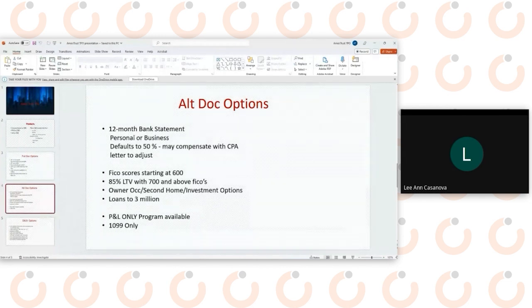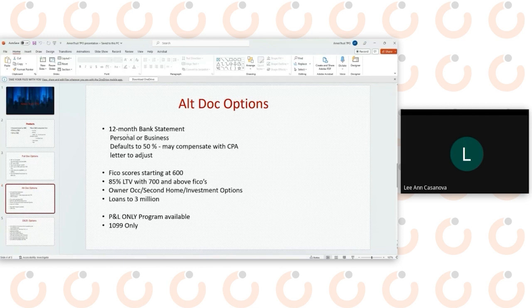Now, we do have a true P&L only program here at AmeriTrust. We have several P&L programs, as I'll demonstrate in a minute. But under our Ruby program, we have a true P&L only program. So that is the one product that we offer here as P&L only, without the support of 2 months of business bank statements, okay? And again, depending on what your FICO score is, that's applicable, as I said above. FICO is 600 and above. So you just have to see where you fall, depending on purchase, rate and term, cash out, things of that nature.